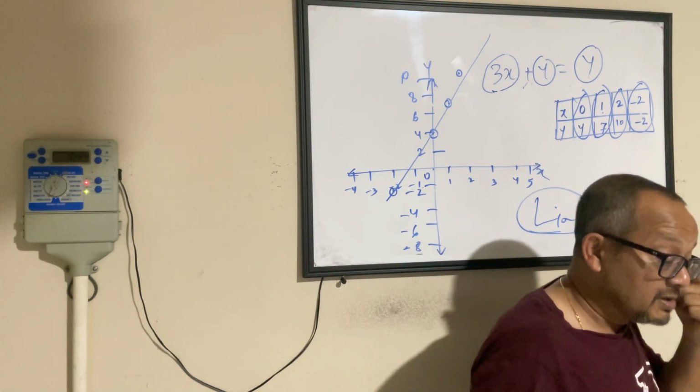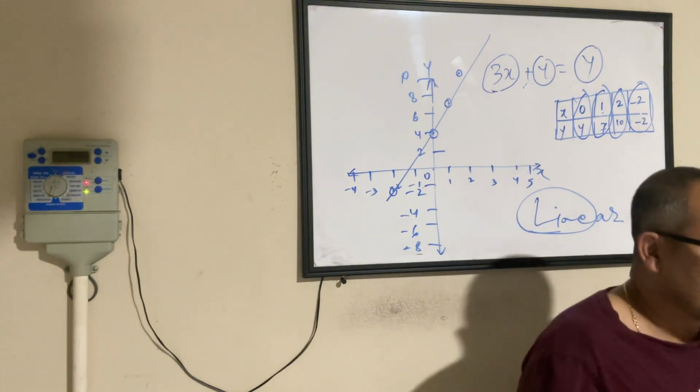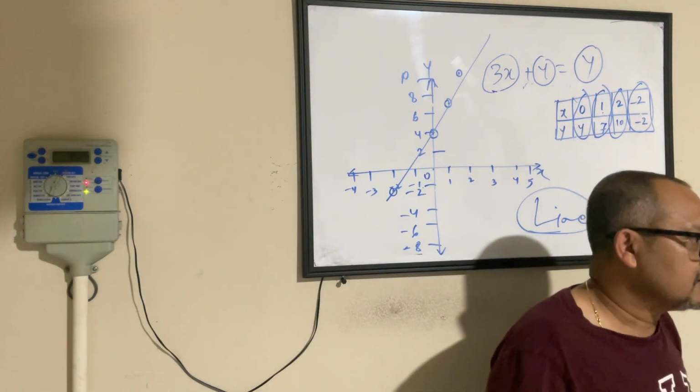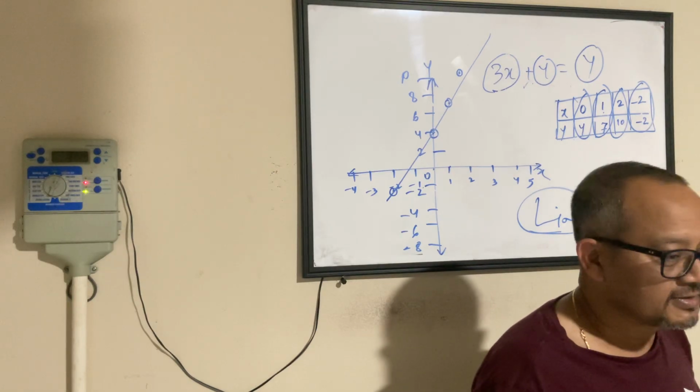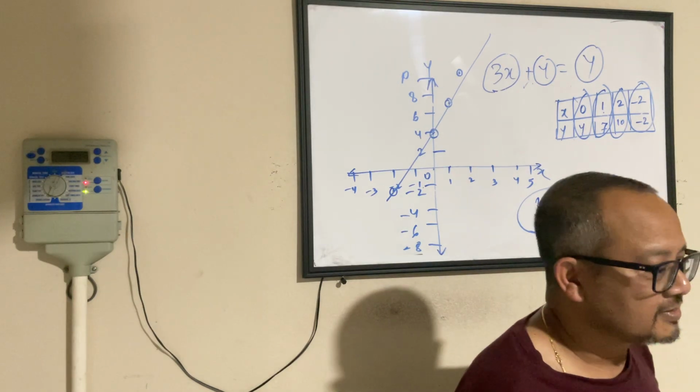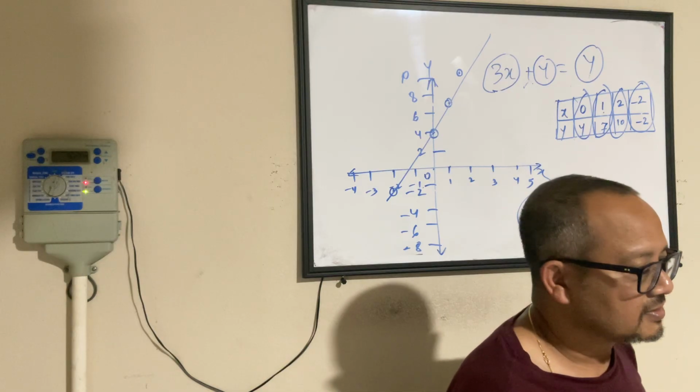Forget about it. Yeah, Dikshita. Dikshita, go ahead. What if we don't get a straight line?